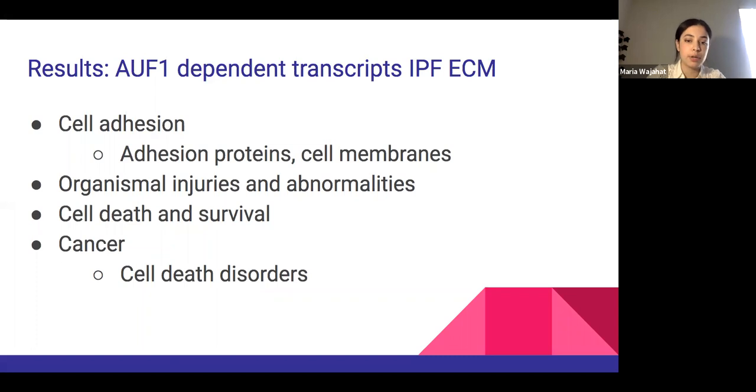Some other organismal injuries and abnormalities, cell death. Cell death is also a huge one, and it's not unexpected that these transcripts share a lot of similarities with cancer or other cell death disorders, because we do know that IPF and cancer are quite similar in the way that they are both progressive diseases that often go unchecked.